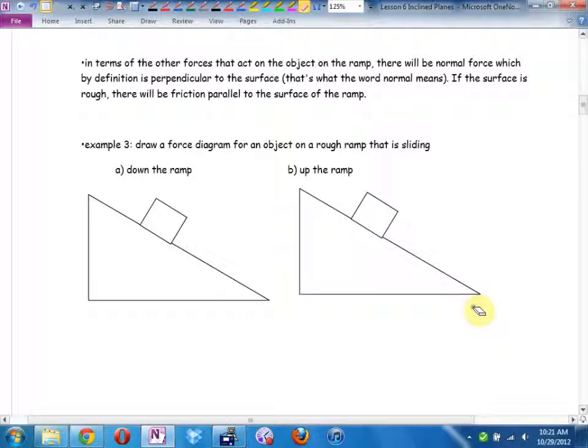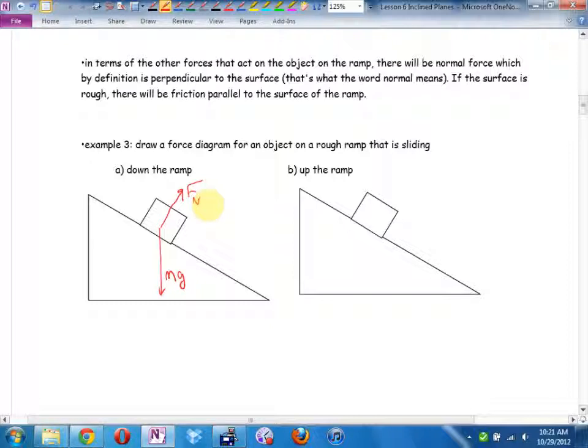It says, draw a force diagram for an object on a rough ramp that is sliding. A, down the ramp. B, up the ramp. Okay, let's do down the ramp. What are the forces acting on this block? The obvious one: we always have mg, and mg is always acting straight down because that's the way the Earth works. There is a normal force because it is on a surface. Which way is the normal force? Don't you dare draw it straight up. It's 90 degrees to the surface, which means it's not the same as mg. Don't you dare say that.